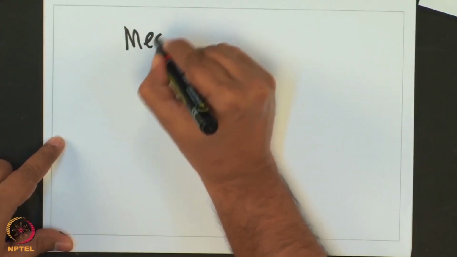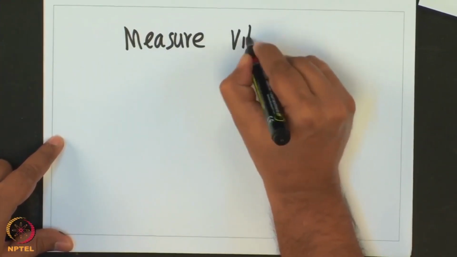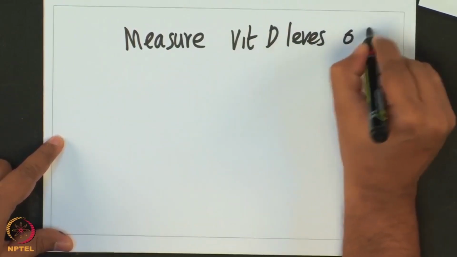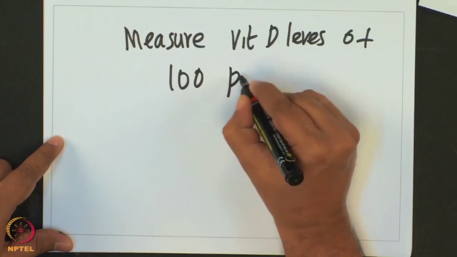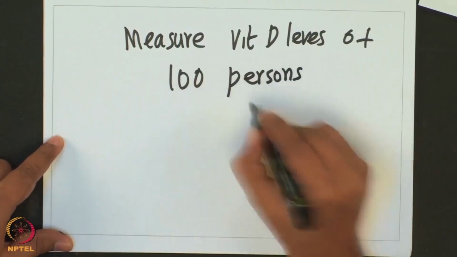So let us say there are 1,000 volunteers going around and measuring the vitamin D level of people in different parts of the country. Let us say I am a volunteer. My job is to meet 100 people and measure their vitamin D levels. That's what I would do.